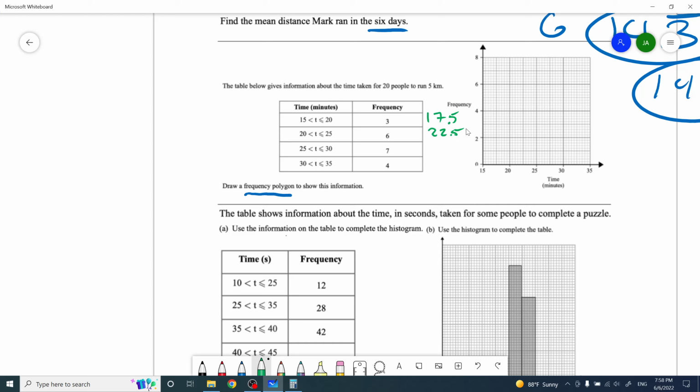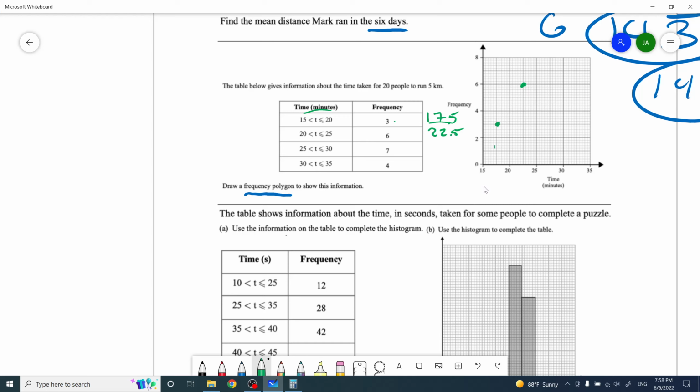So what we do for this, we're going to take this information. So the 17.5 is going to be for our time, somewhere in here. So we're going to go to 17.5, and we're going to follow this up to whatever our frequency is. We're going to follow this up to 3 and put a point. Next, we're going to do 22.5. So here, 22.5, and we're going to go to the frequency, 6. So 22.5, 6, put a point.